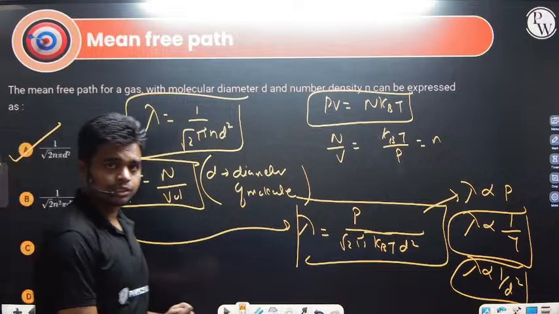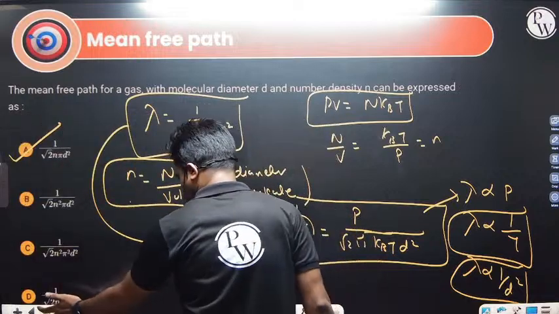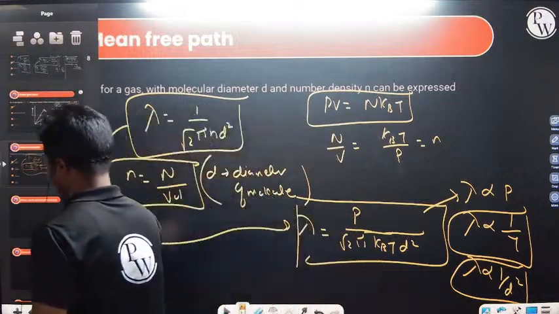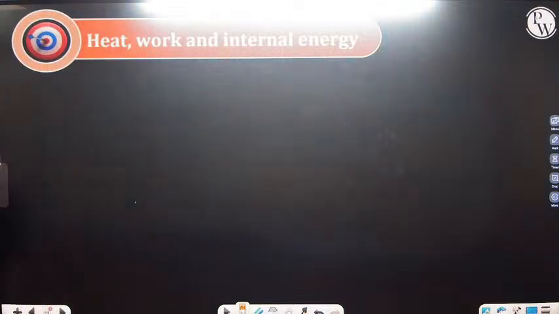1 by root 2 pi n d square, that is option Y. So moving next, that is a topic from the thermodynamics we have.